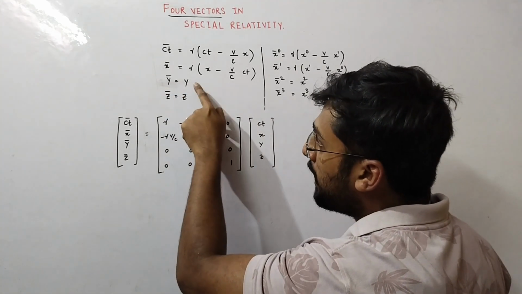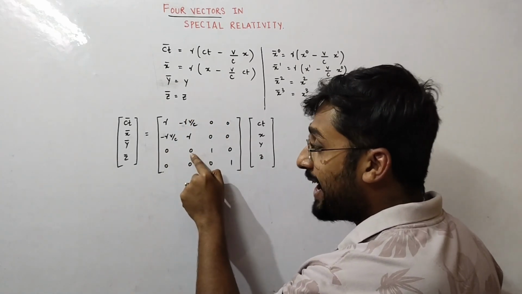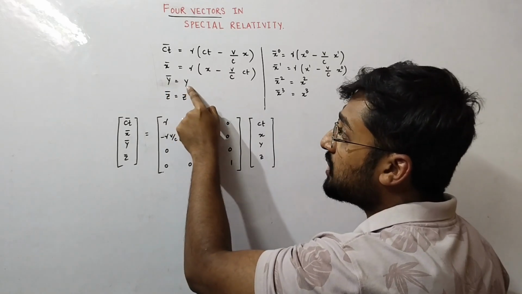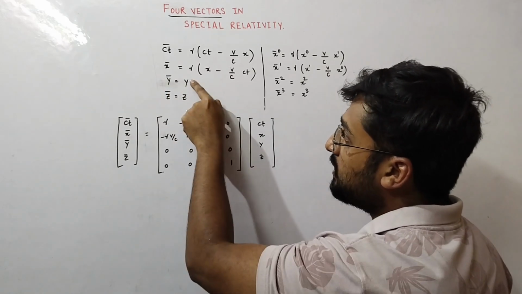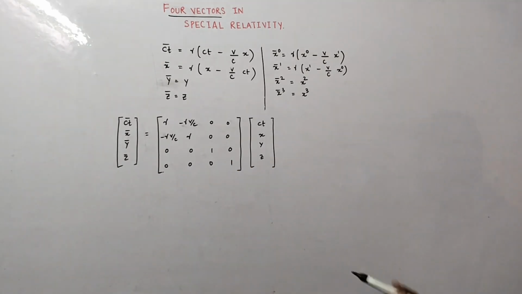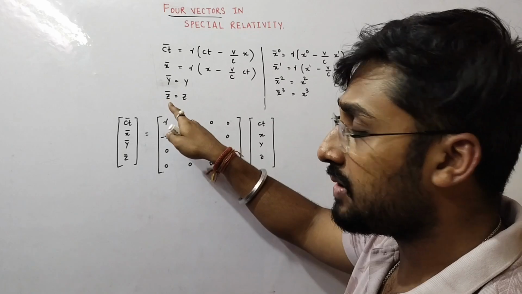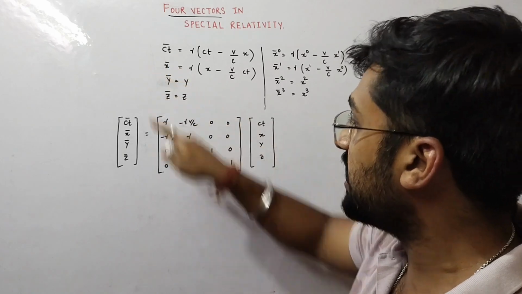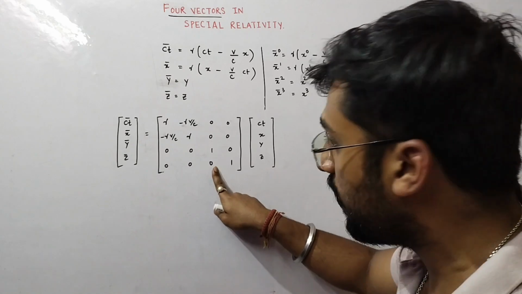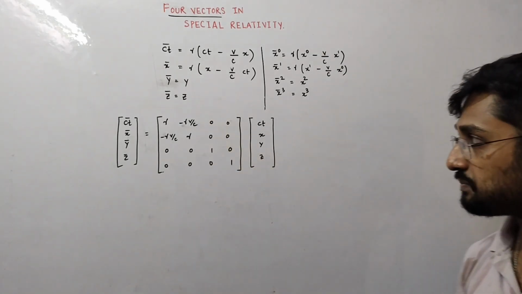In case of y bar and y, there is no time component and there is no x component, so these two become 0. But there is a y component, and the coefficient of y is 1, and there is no z component or z coefficient, so it is 0. Similarly for z bar and z, the coefficient of x and the temporal coordinate Ct is 0 0, and so is the coefficient of the y component. So the coefficient of z remains 1.